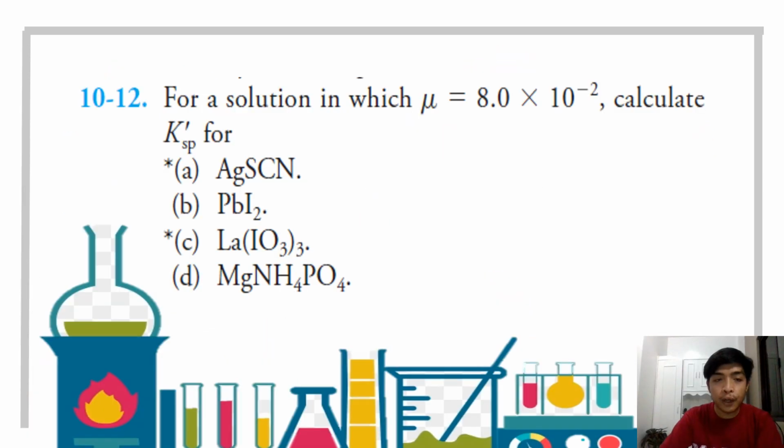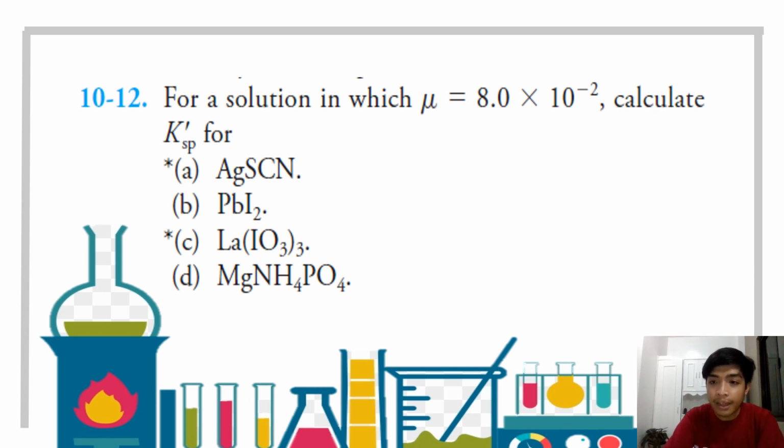Now we will proceed. So for the problem 10-2, we will now be calculating the concentration solubility product constant, which is from the lesson effect of the electrolytes in chemical equilibria. So for this problem, for a solution in which the ionic strength is equal to 8.0 times 10 to the negative 2, calculate the concentration solubility product constant for letter A, silver thiocyanate, lead iodide, lanthanum iodate, and magnesium ammonium phosphate. So basically this problem tells us to calculate the concentration solubility product constant, or the Ksp prime.